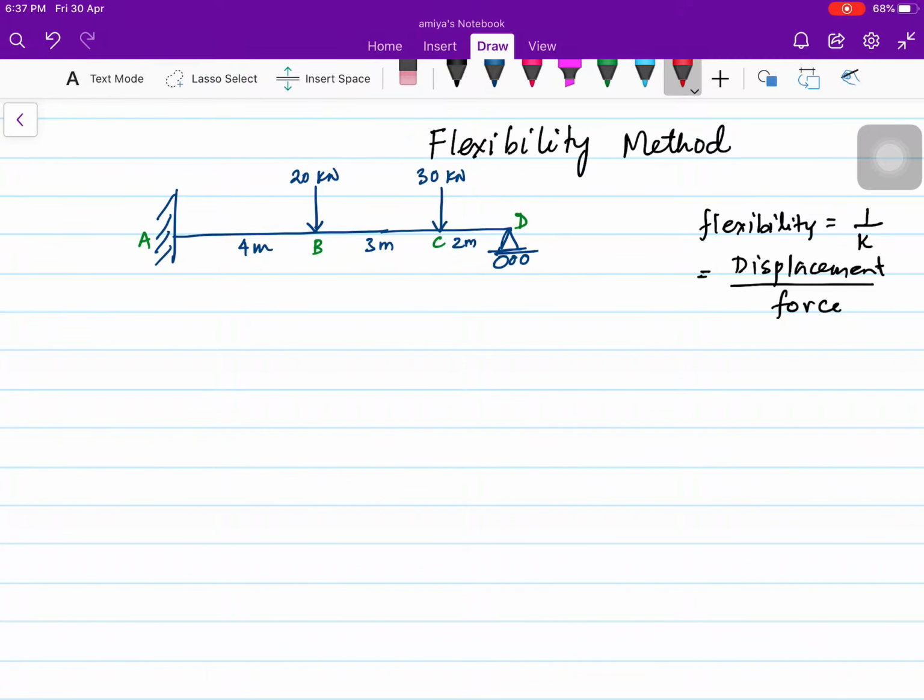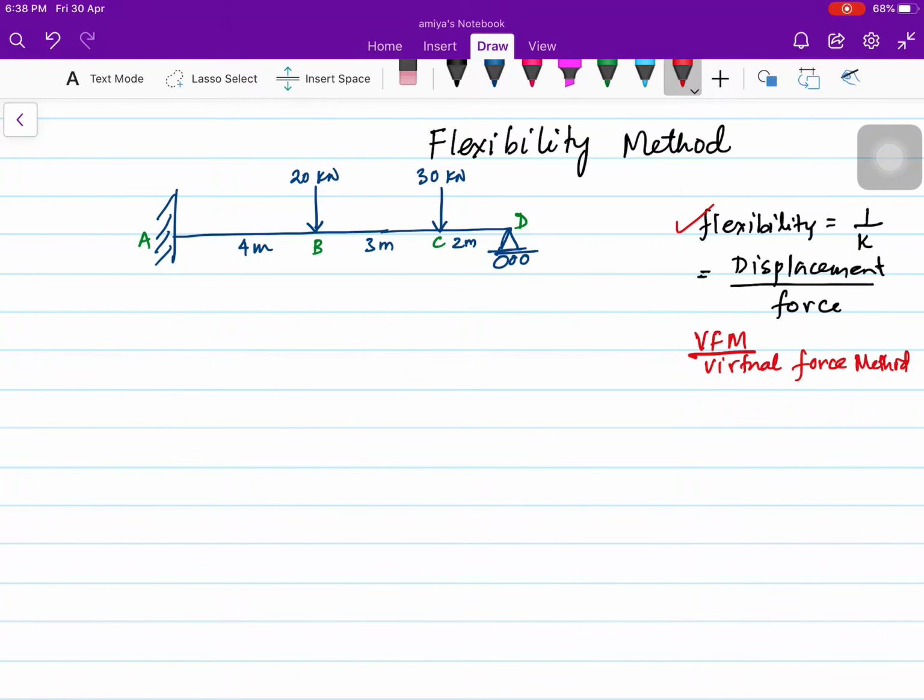Okay, so if you remember, we have already discussed VFM, the virtual force method. In this method we were applying a unit virtual force and we were calculating the displacement. So if you look at the definition of flexibility, it's the amount of displacement due to unit force. So we'll be using the virtual force method to analyze this using the flexibility method.